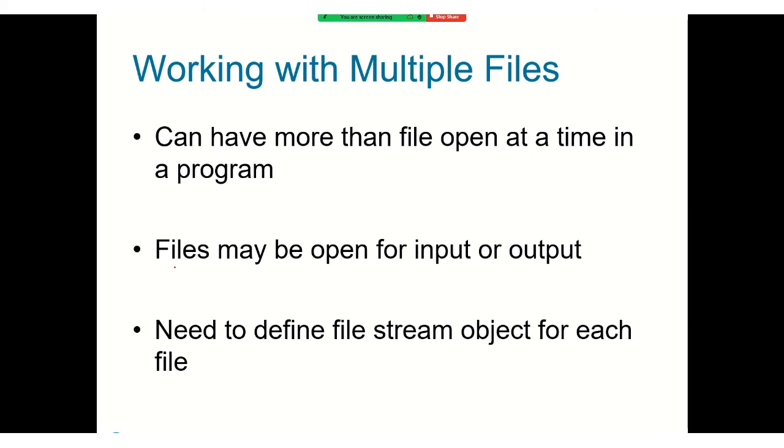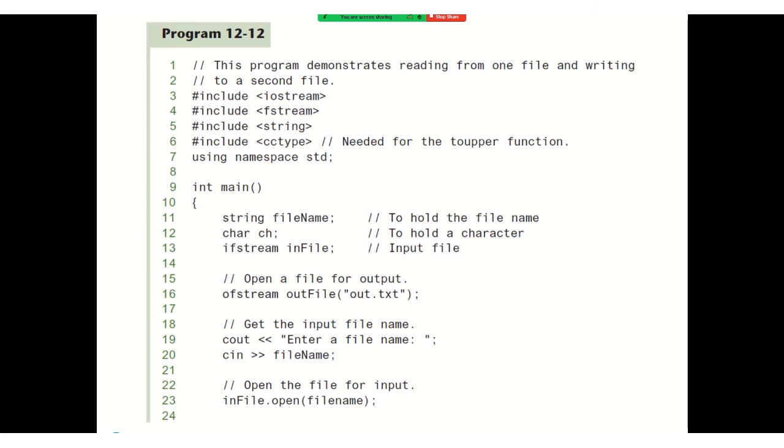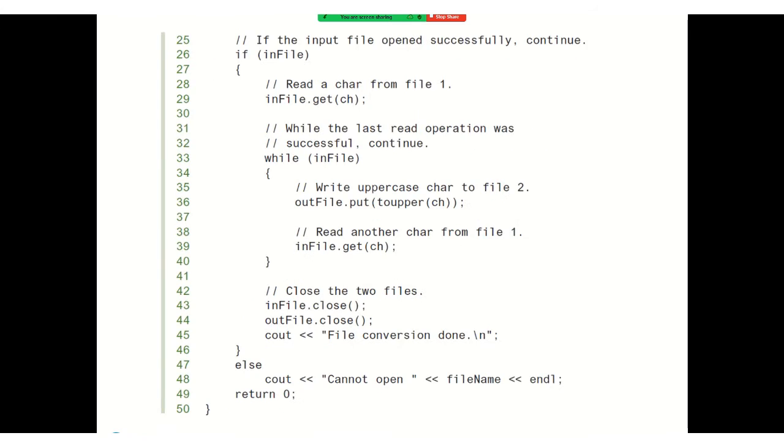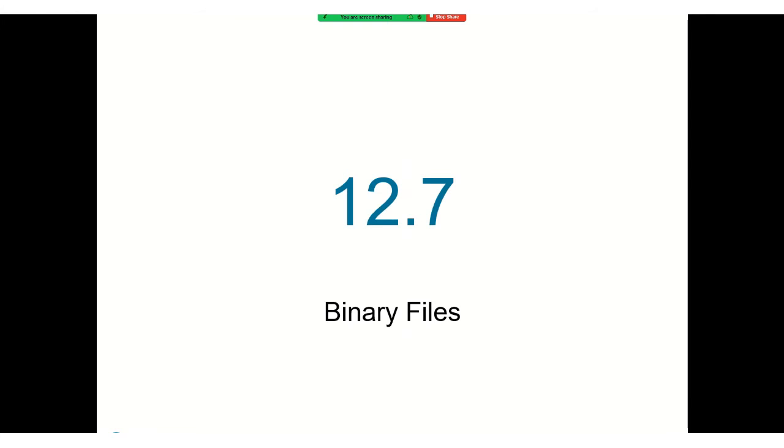So the files may be open for input or output, and you need to define a file stream object for each of the files. Always remember, you cannot just use the same file stream object for two files. This is a common programming error people make. Don't do that. You have to use a different file stream object for each file. We have already gone through the example, so let's not be bothered with that.